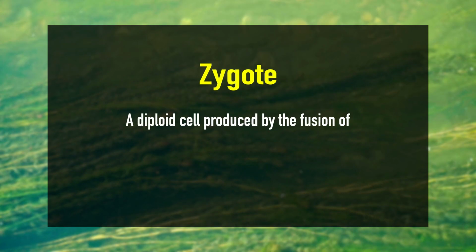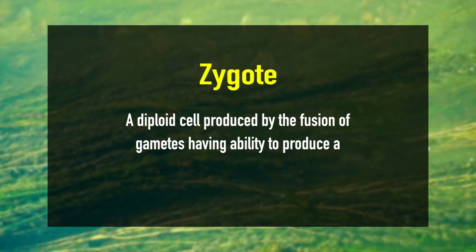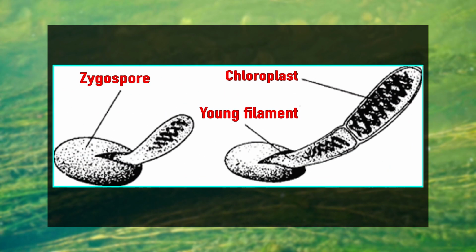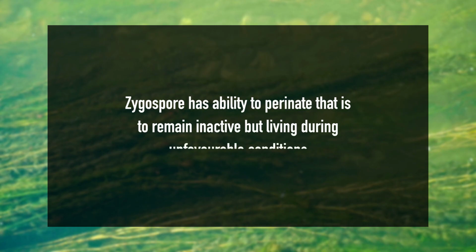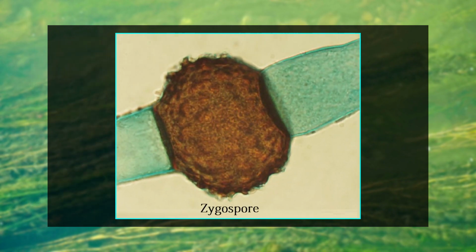Zygote is a diploid cell produced by the fusion of gametes, having ability to produce a complete living organism. It serves as a bridge between two generations, that's parental generation and offsprings. It carries blueprint of life. Zygospore is a thick-walled, inactive zygote produced in response to unfavorable conditions. It has ability to perennate, that is, to remain inactive, but living during unfavorable conditions. It becomes active with the onset of favorable conditions and is able to produce complete plant body.